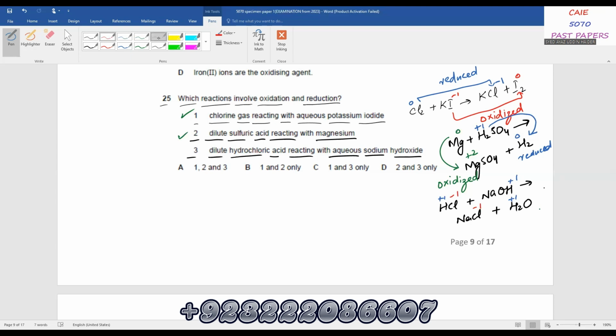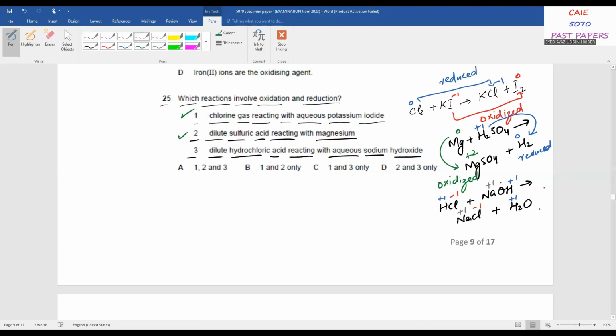Sodium +1, product side again +1. What about oxygen? Oxygen -2 on the reactant side, and on the product side is -2. So this is not an example of oxidation and reduction. So only statement number 1 and 2 is correct. So the correct answer will be B.